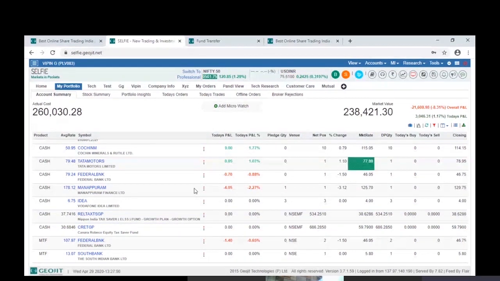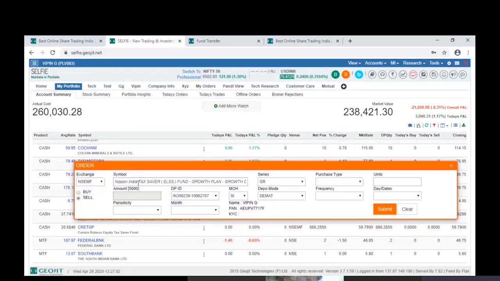So my order window with the respective Tax Saver of Nippon is already displayed on the screen. Mention the units which I would like to sell and submit. It will be sent to the exchange, and if it is a T+2 settlement, you will get the money credited in your trading account. So selling is very easy because you already know you are holding it by visiting your portfolio. Just right click from there and place your order. That's all.